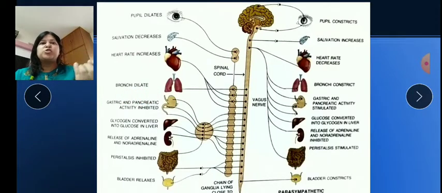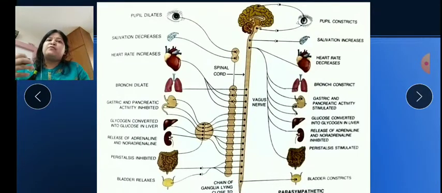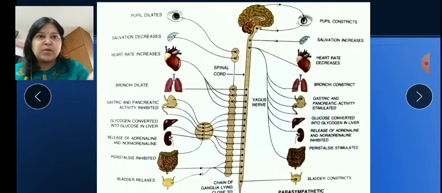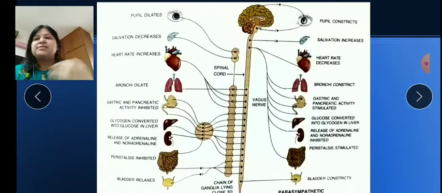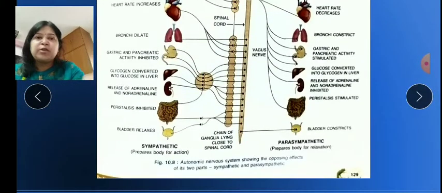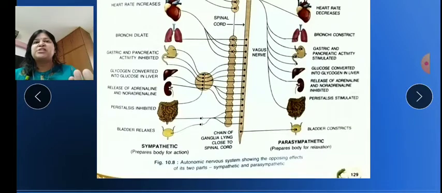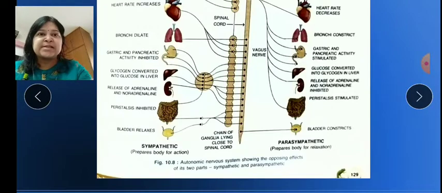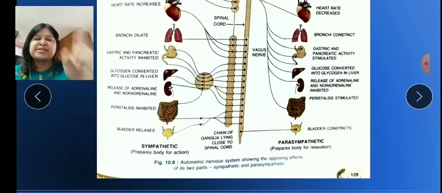Bronchioles are present in our lungs, so they are not able to transport the proper oxygen. Then gastric and pancreatic activity, the release of gastric juices and pancreatic juices for the digestive system, is also inhibited. Basically, our internal organ activity becomes slow during the sympathetic response due to stress, as I told you.